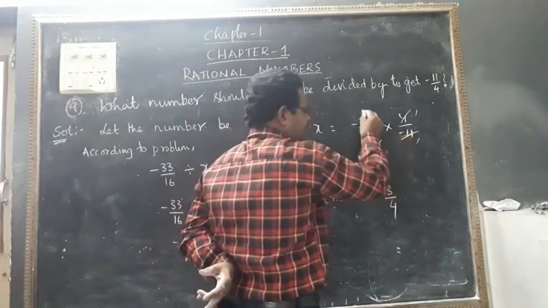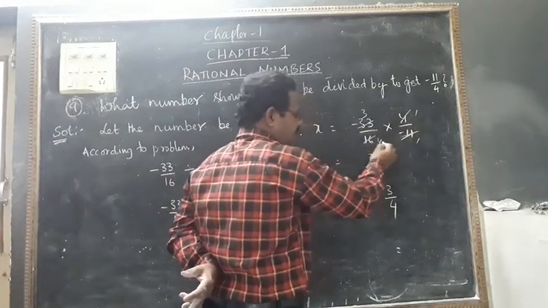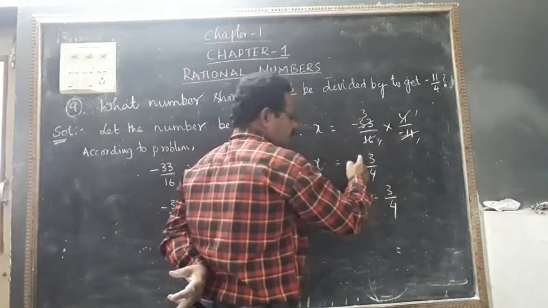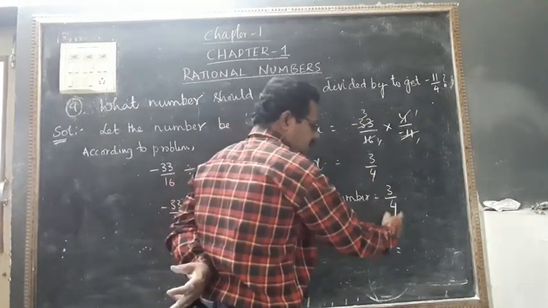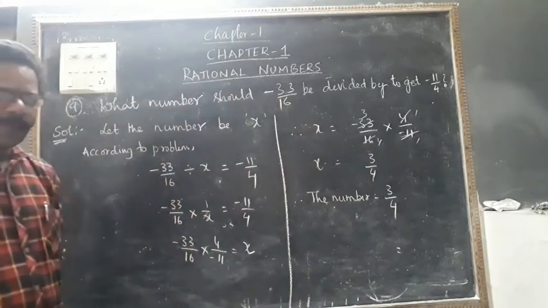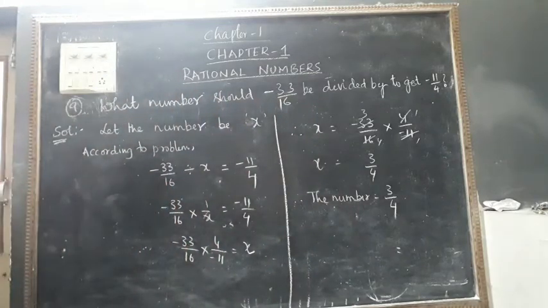11 ones are 11, 11 threes are 33, 4 ones are 4, 4 fours are 16. So, in the numerator we got 3 and in the denominator we have 4. Therefore, the number is equal to 3 by 4. Okay, please note down.